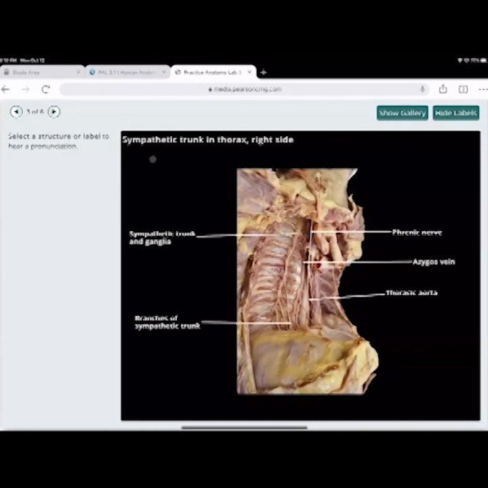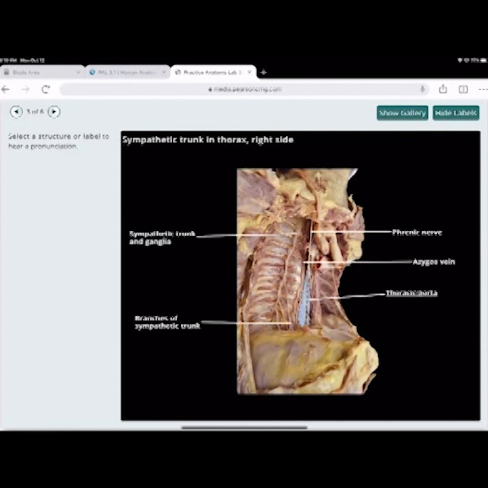All right, this is the sympathetic trunk in the thorax. This is the sympathetic trunk and ganglion. You see the nerves coming down. You see the ganglion because you see the swellings here, here, and here as each one comes down. These are the branches of the sympathetic trunk.